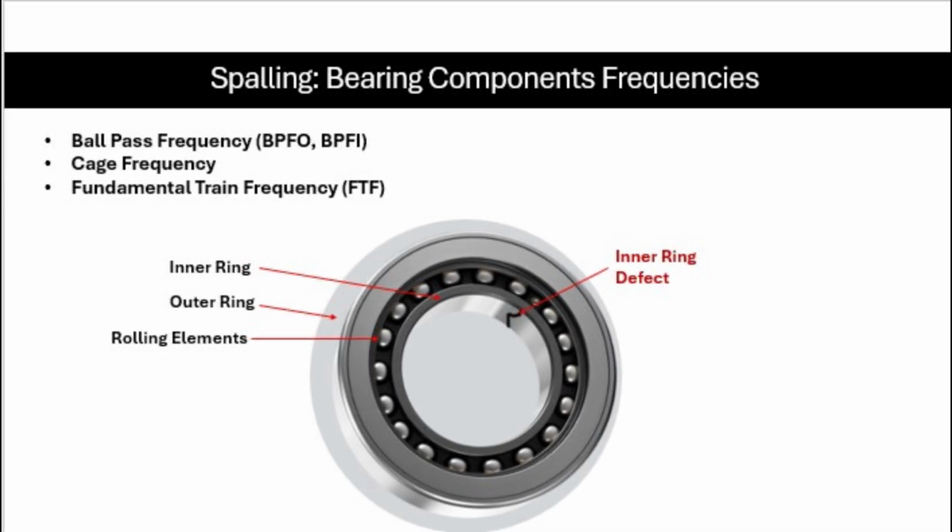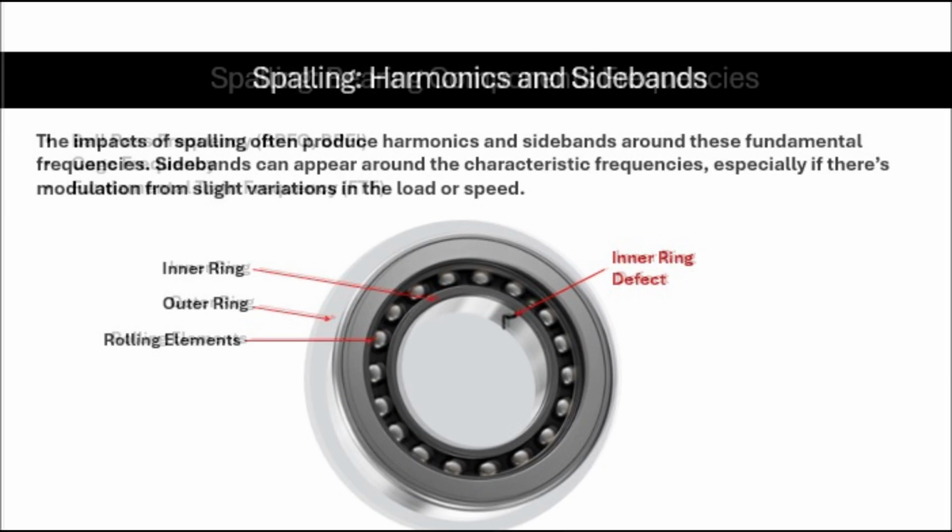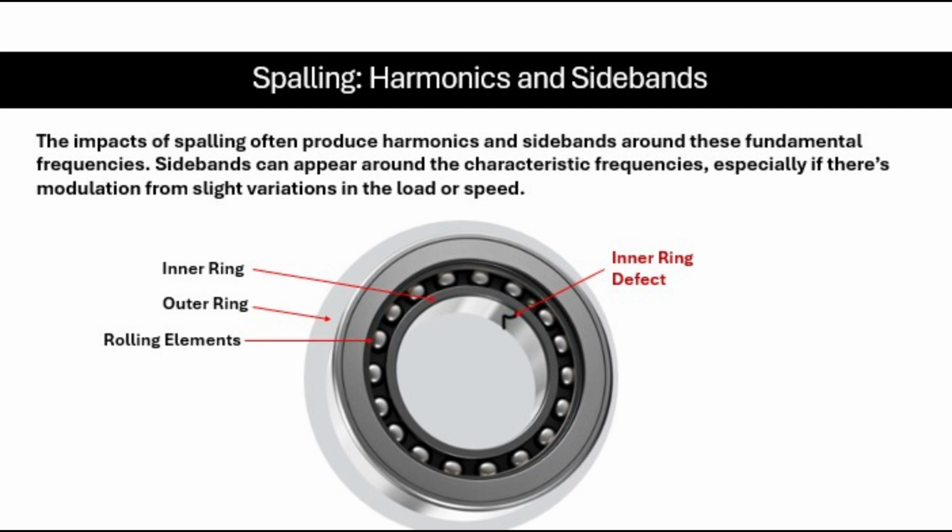You'll often see peaks around the characteristic frequencies of the bearing components, such as the ball pass frequencies, the fundamental train frequency, and more. These frequencies are multiples of the rotational speed and represent each part of the bearing as it encounters the spall. Beyond just the fundamental frequencies, spalling can create harmonics and sidebands due to these impacts. It also elevates the overall noise floor in the spectrum, making it look more active or noisy as spalling progresses.